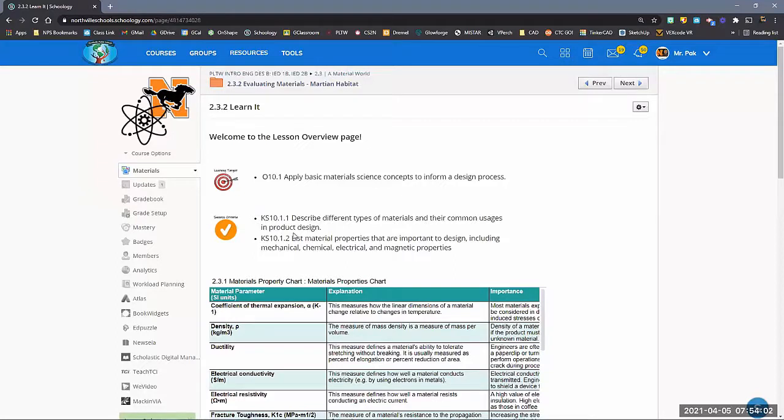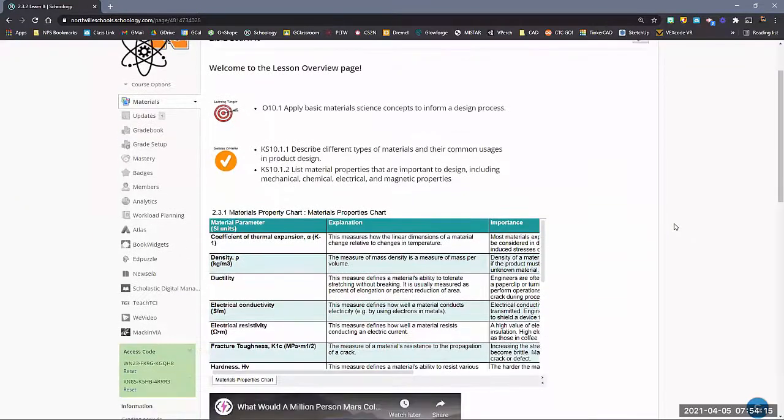Some of those we mentioned already here. And then we'll also list material properties that are important to design, including mechanical, chemical, electrical, and magnetic properties. And some of these we talked about before the break. I will go into a little more detail now.